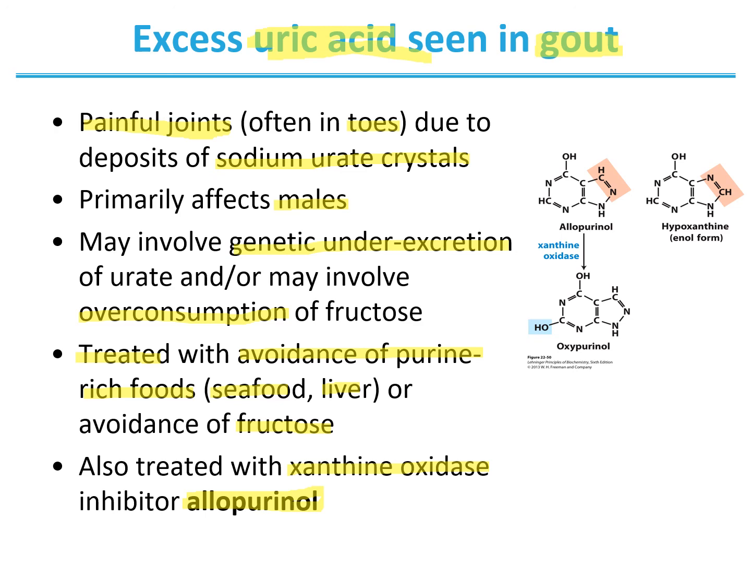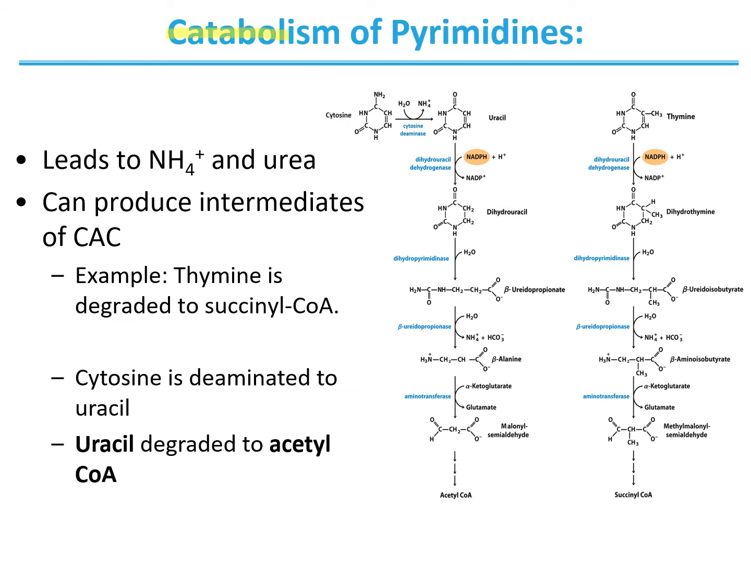Next up we have the catabolism of pyrimidines, and the most important thing to note is whichever pyrimidine we start off with, the most common ones are cytosine and thymine. So if we start from cytosine, we will first convert it into uracil, and we take this pathway, and at the end of many reactions we get the final product acetyl CoA. And if we start with thymine, the final product is going to be succinyl CoA.